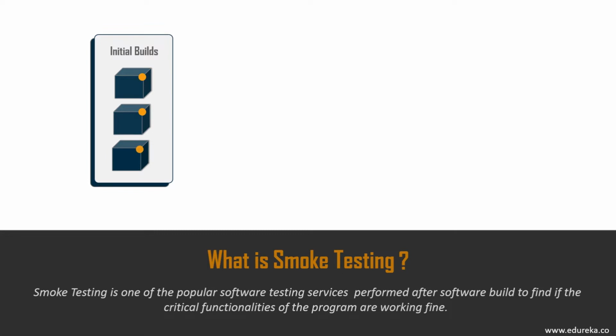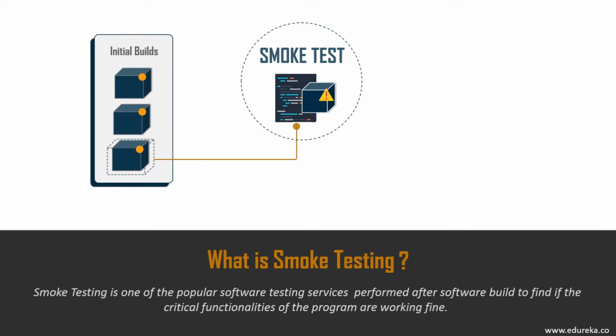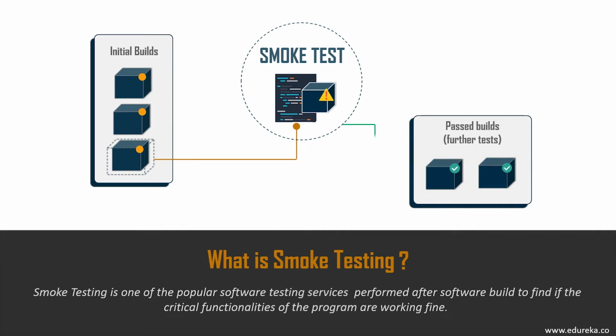As you can see, I have about 3 builds on the screen, and I want to check the functionality of my last build. So, I have subjected it to smoke test. If all the functionalities are working well, as in if it passes the smoke test, it'll be passed on to the next rounds of testing. If it doesn't, the build is either rejected or subjected to further development to remove the errors or the bugs that we have found. So that's what smoke testing is all about.